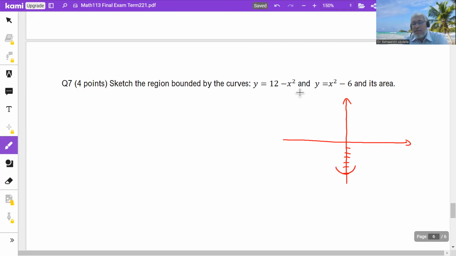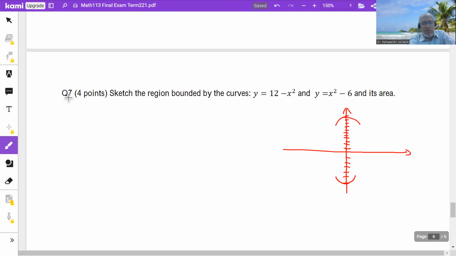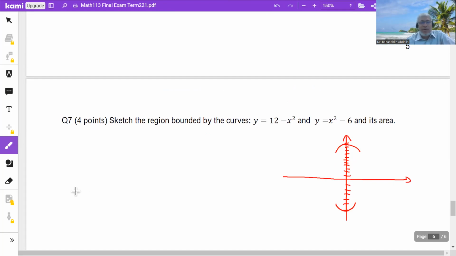And here, y equals negative x squared plus 12. So negative x squared is this parabola, which opens downwards. You take it 12 units up to here. So it will go like this. So these two parabolas will meet somewhere. And I need to find the intersection points between these two parabolas.